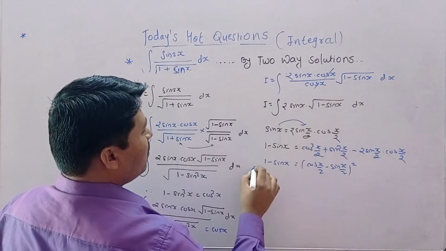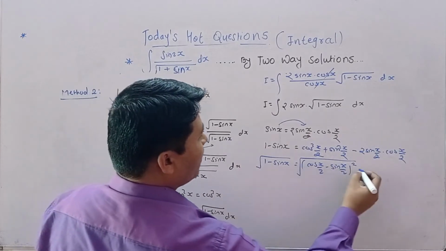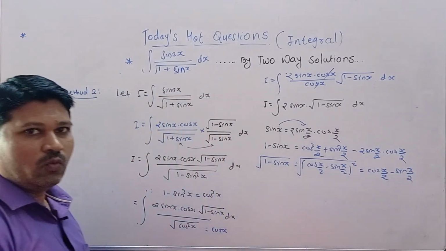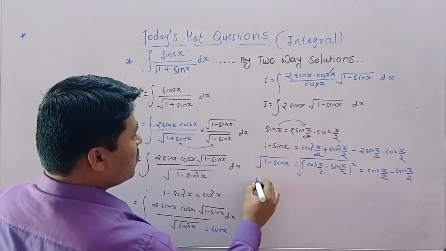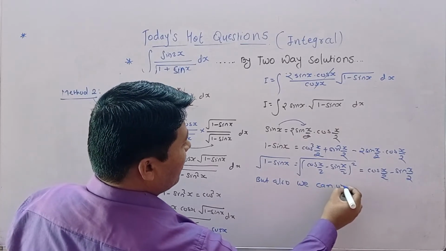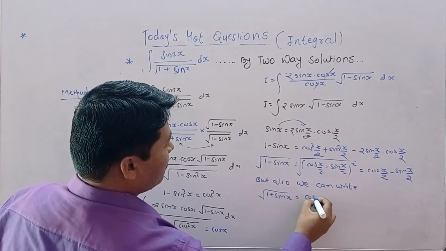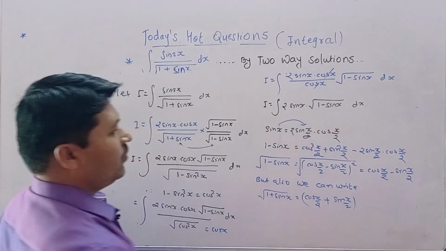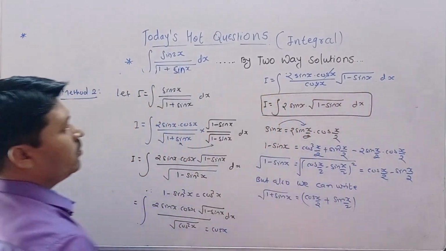This term becomes the simplified term for 1 minus sin x. We know the value under root 1 minus sin x, and therefore we can also put the under root term, and we get the outside term, that means cos x by 2 minus sin x by 2. This is the value for under root 1 minus sin x. Also we can write under root 1 plus sin x as cos x by 2 with only the plus sign. Now this integration becomes, we can find the next solution.